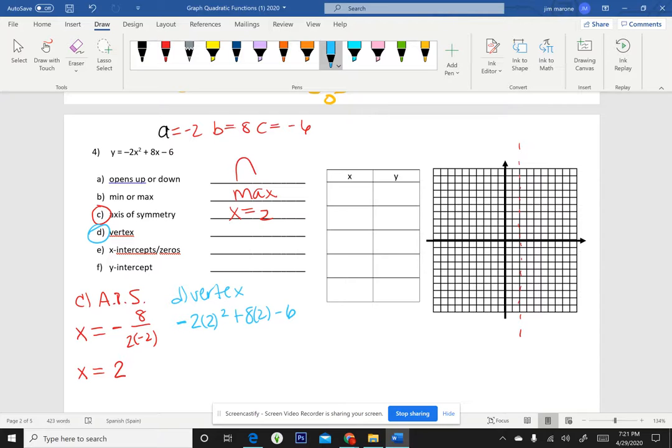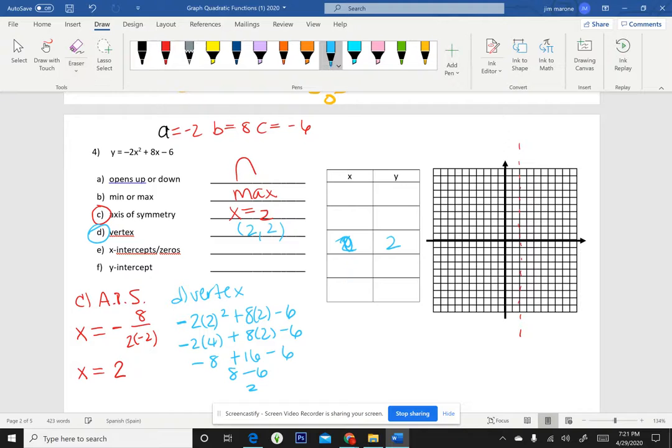Substitute it in, order of operations, do the exponents first. 2 squared is 4. Then the multiplication, so -8 plus 16. So then 8 minus 6 is +2. So my vertex is +2, +2, which goes in my table.